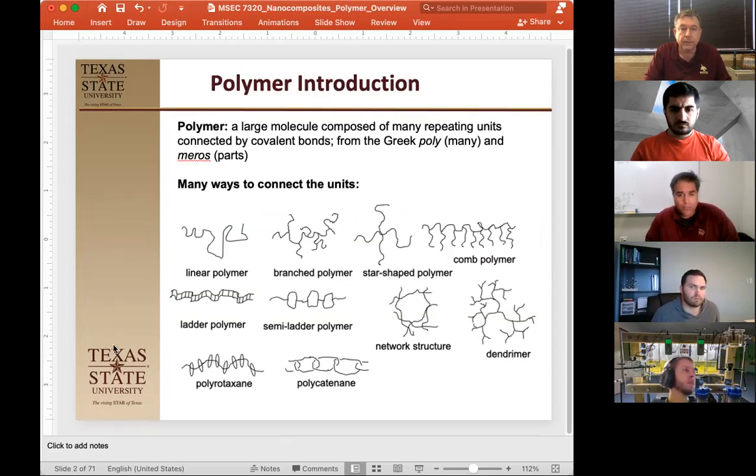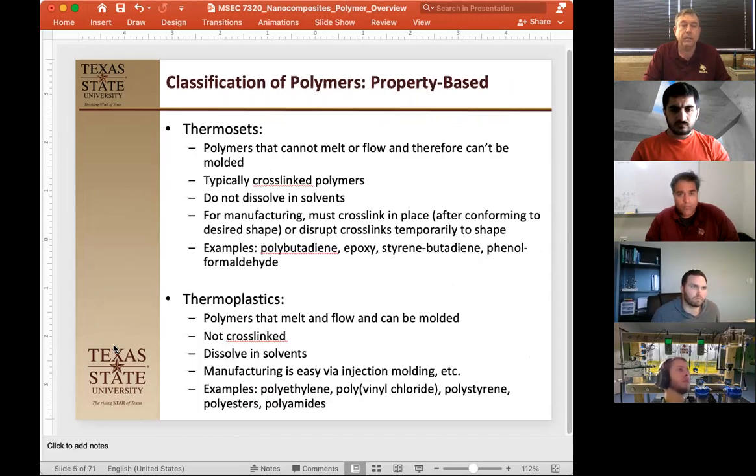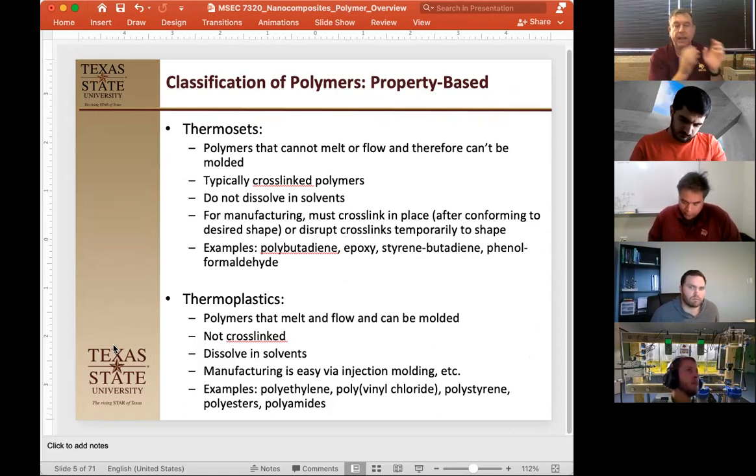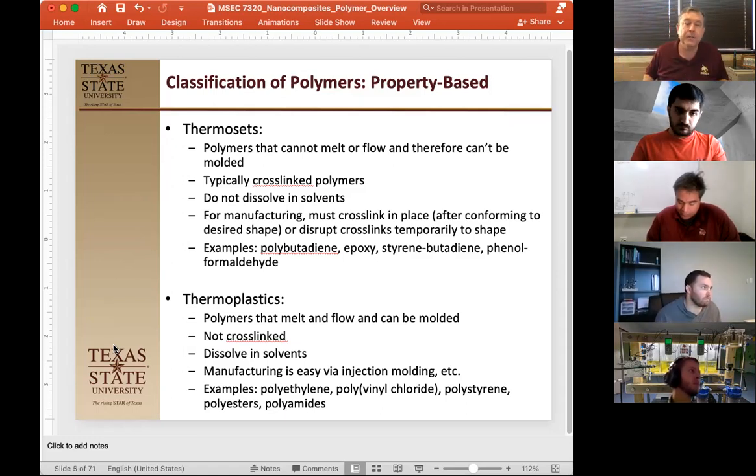Okay, so we have 2 basic classes of processing of polymers, not how you make them, but how you process them. So in the case of processing the materials, we can have what we call thermosets, and then we can have something that's called a thermoplastic.